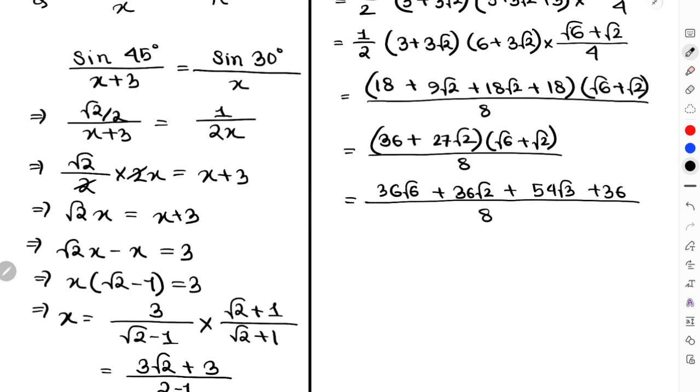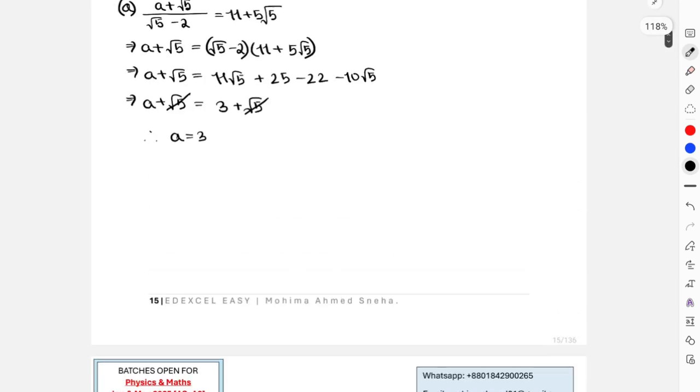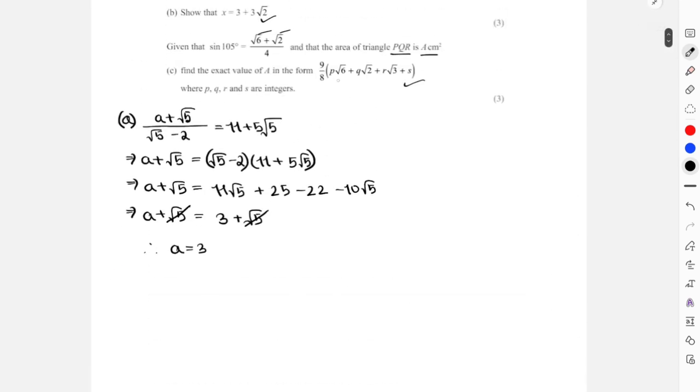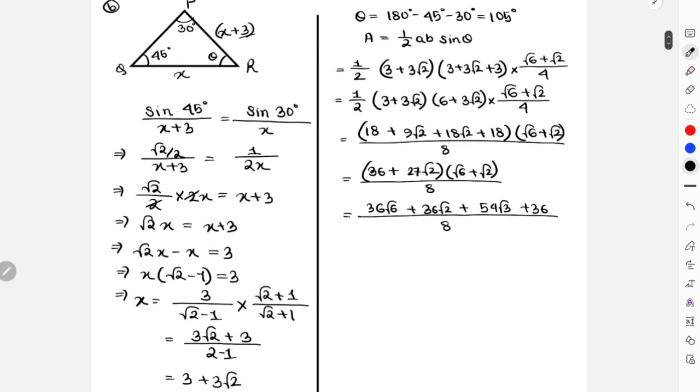divided by 8. Now I'm quite sure the values for the answer are in the format of P, Q, R, S, T, which were not exactly alphabets. Let me just calculate the value. Yeah, 9 over 8, P root 6, Q root 2, R root 3 and S, right? We are in the correct format then.